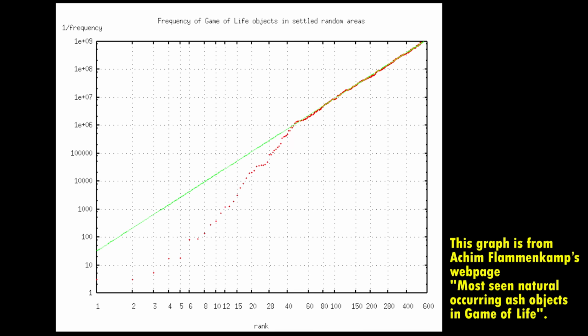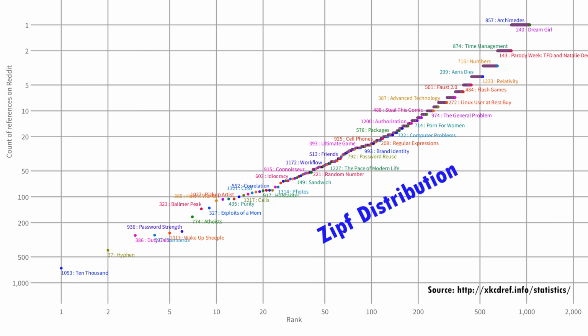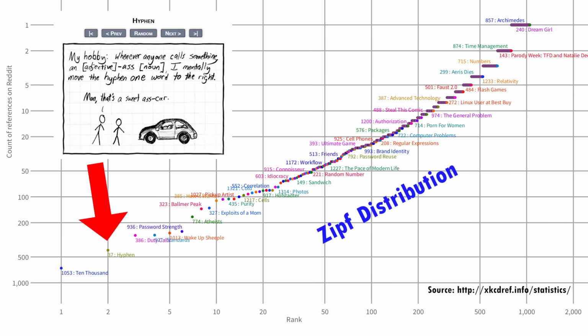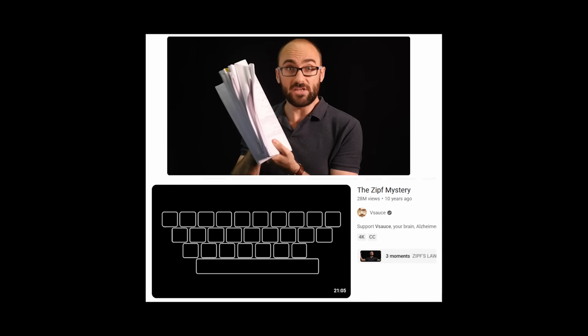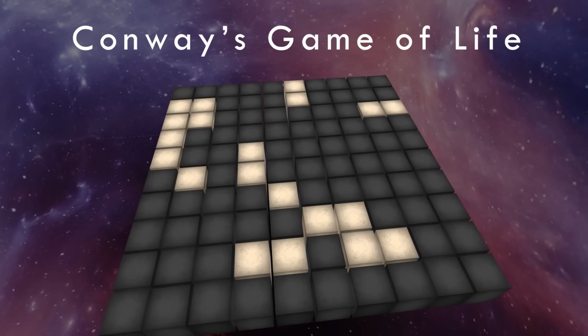That's right, still lives in Conway's Game of Life follow the infamous Zipf distribution, just like baby names, PIN numbers, and the number of times relevant XKCD comics are mentioned on Reddit. Vsauce made a whole video about why the Zipf distribution shows up so often. Anyway, back to the Game of Life.